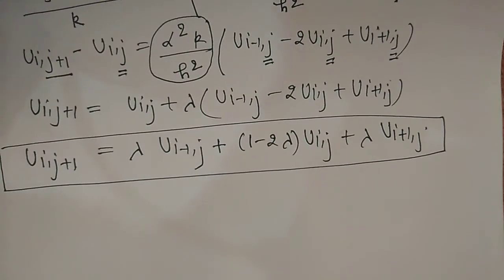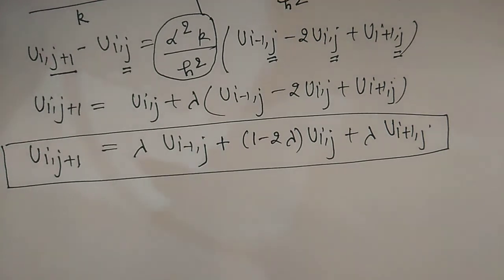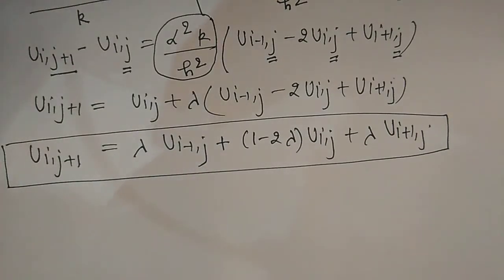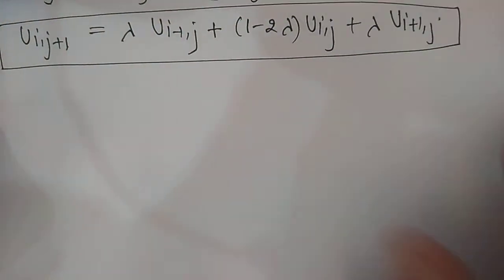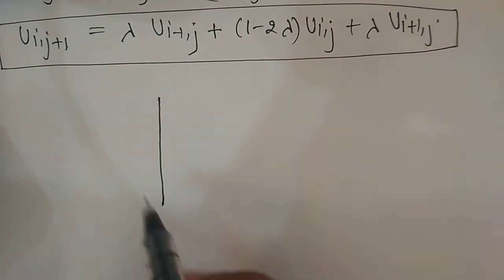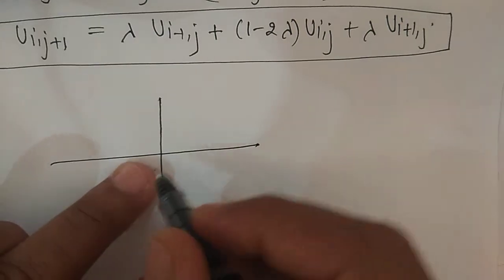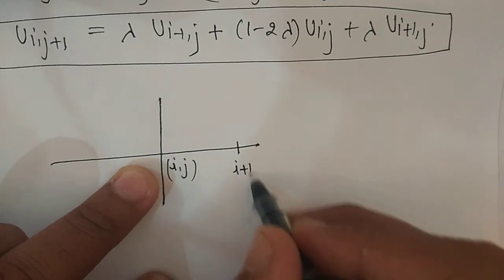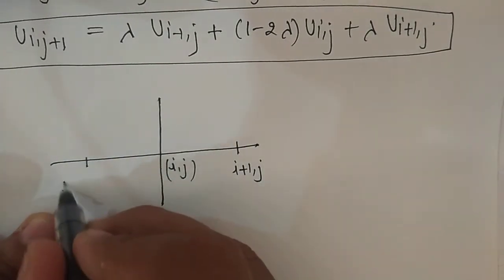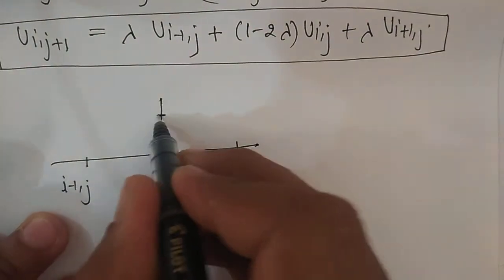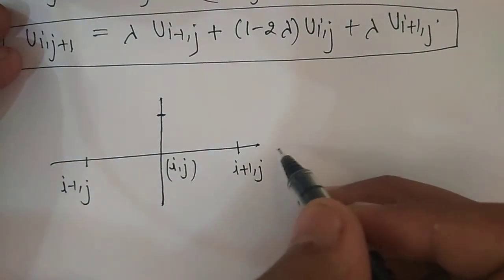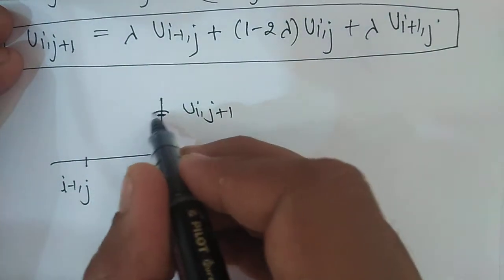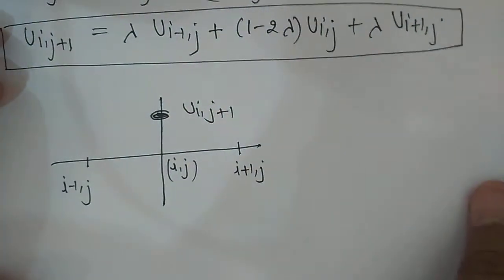Now if you take any specific value of lambda, we can understand this formula using the diagram. See, this is the diagram. This is i comma j, this is i plus 1 comma j, this is i minus 1 comma j, and this is your j time level, and this is u i j plus 1. So this is the next time level.